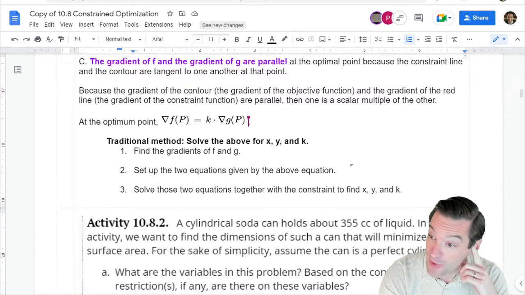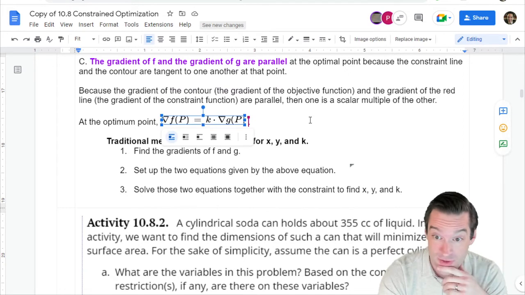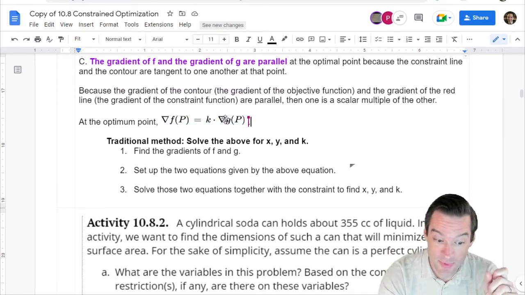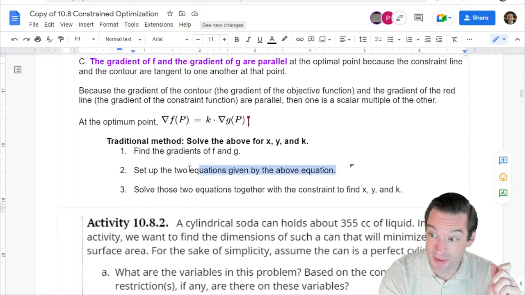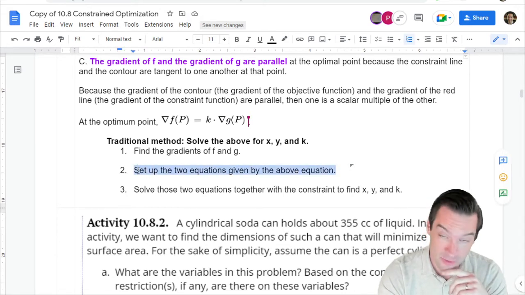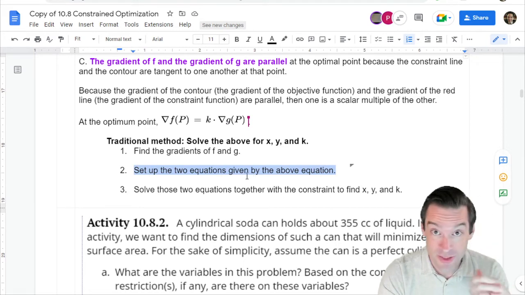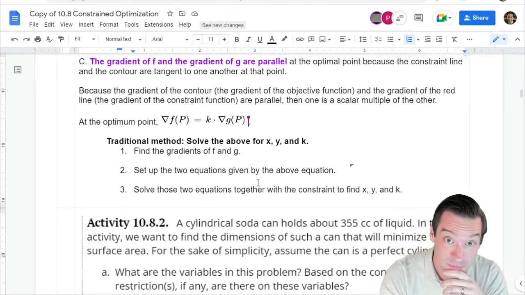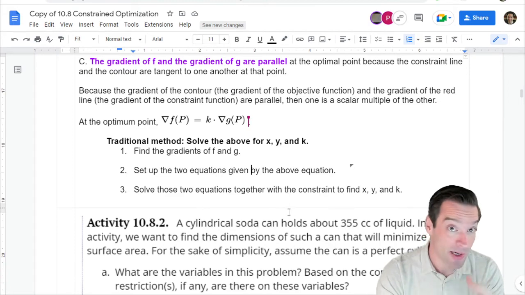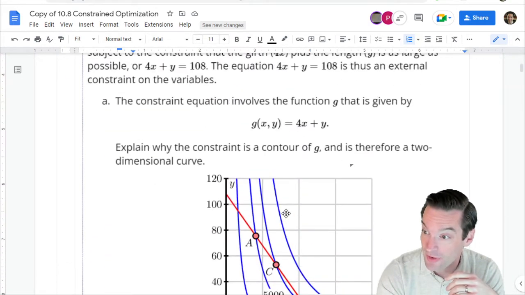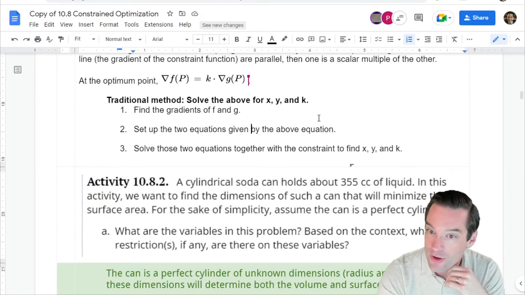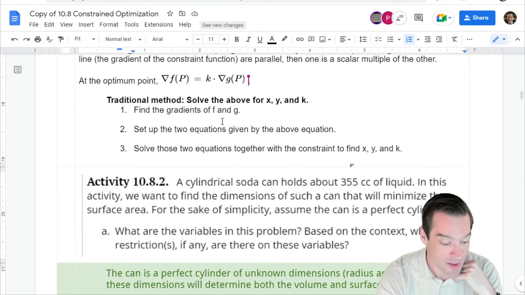If we're following the traditional method, we just have to set up this equation. The gradient of f is k times the gradient of g. What it ends up giving us is two equations that bind x, y, and k together, which usually is not enough to completely determine the values of x, y, and k. And so the third equation that binds x, y, and k together is our constraint, right? Because x and y have a relationship to one another that's given by the constraint, which in this example is 4x plus y equals 108. So that ends up furnishing our third equation.